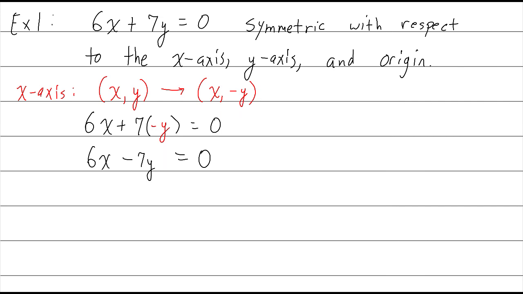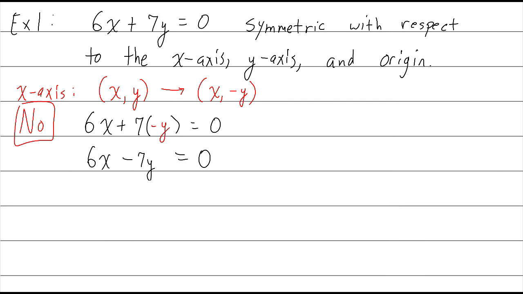So I'm going to compare the 6x minus 7y to the original 6x plus 7y. If I graph this one and if I graph this one, do I get the same graph? I do not, right? These are not the same thing. They're definitely not the same thing. And so we would have to say that no, this one is not symmetric with respect to the x-axis.